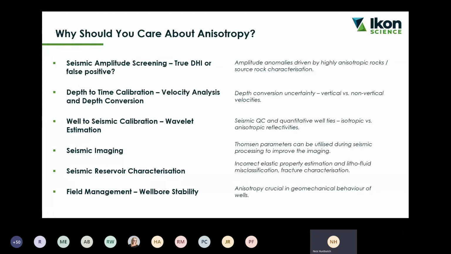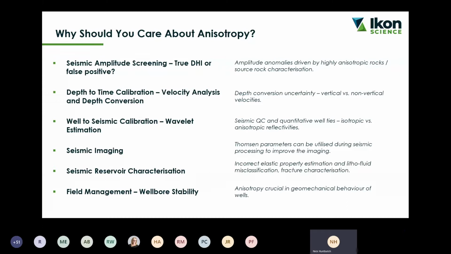So, when we're looking at amplitude screening, often anisotropy can lead us to see responses in the seismic which, if we don't think about anisotropy, could mislead us into thinking there's something else. We'll see an example of that later on, but it's basically: are we sure that we understand what's going on in the subsurface, what is driving the seismic responses? And if we don't include anisotropy, we might have a gap in that knowledge, which of course has impact on our amplitude screening methods.